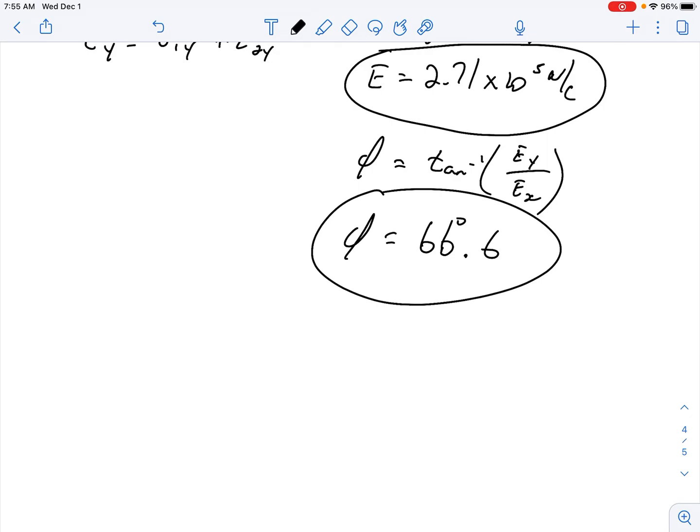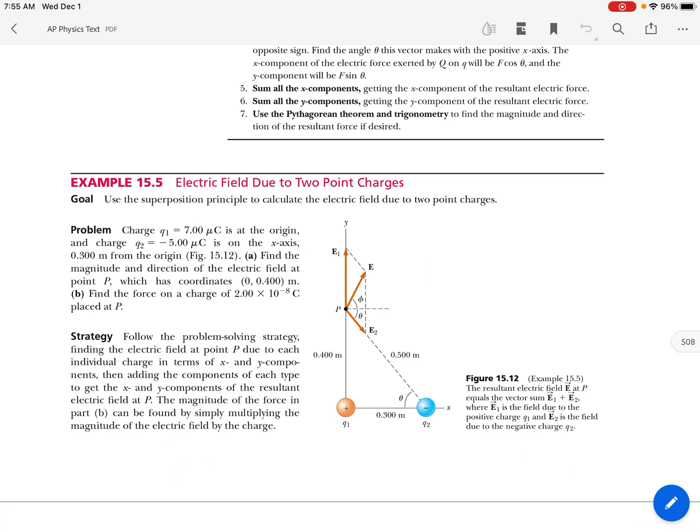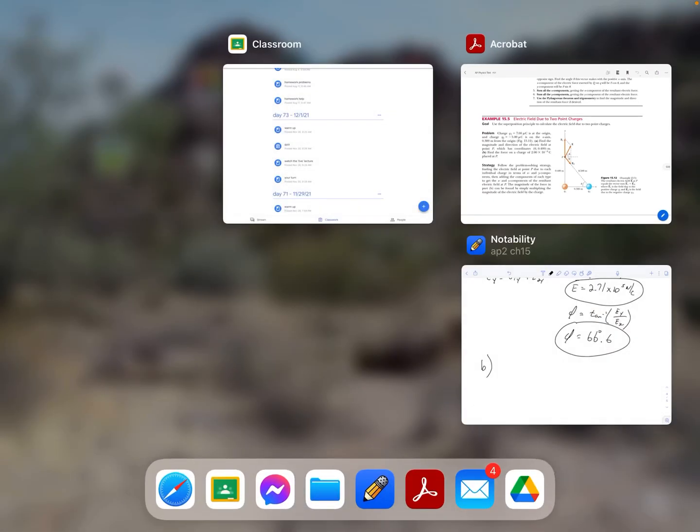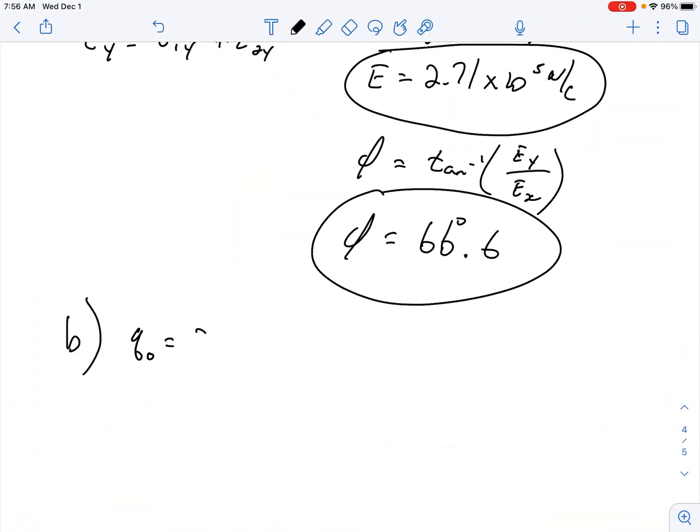We're almost done, folks. Part B. Part B says find the force on a charge of 2 times 10 to the minus 8 coulombs placed at P. So 2 times 10 to the minus 8 coulombs, and we know that F equals Q naught E. We know E and we know Q naught, so we can calculate F. And if we do that, we come up with 5.42 times 10 to the minus 3 newtons.